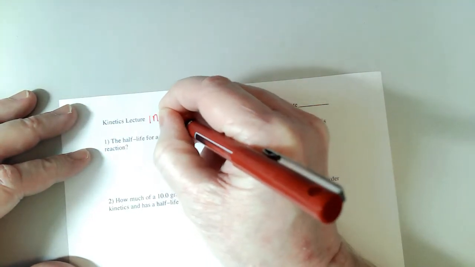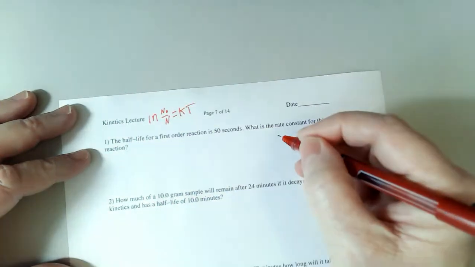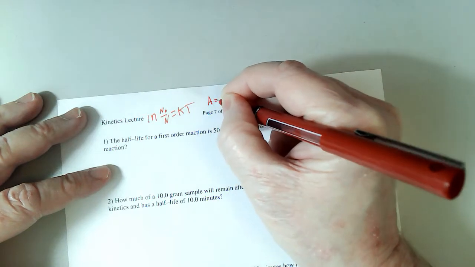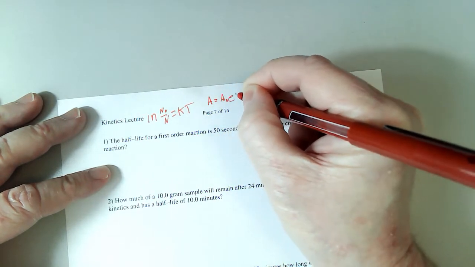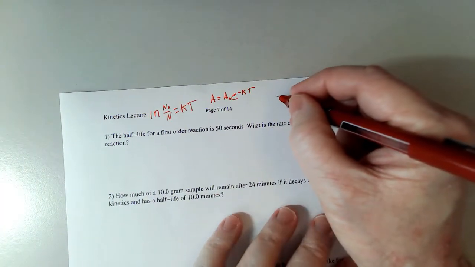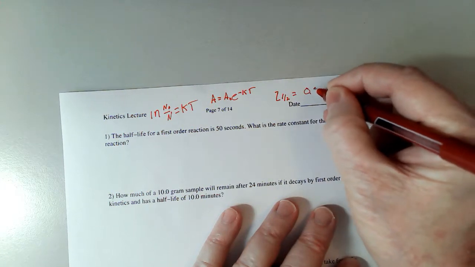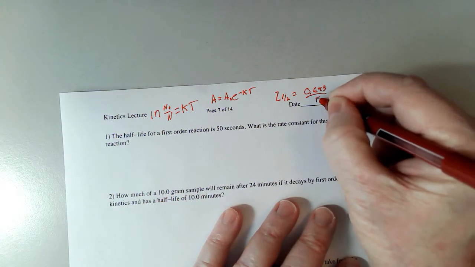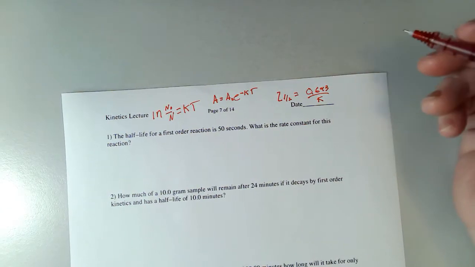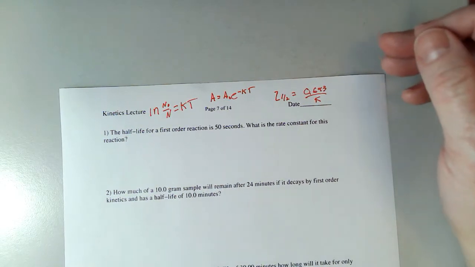The ln of n naught over n equals kt. Now some people remember that from math classes. A equals a naught e to the minus kt. Either way. And then the half-life of a first order reaction, T1 half, is 0.693 over k. Half-life for a first order is independent of original concentration. That's not true for second order or zeroth order, but we're going to be talking about first order most of the time.